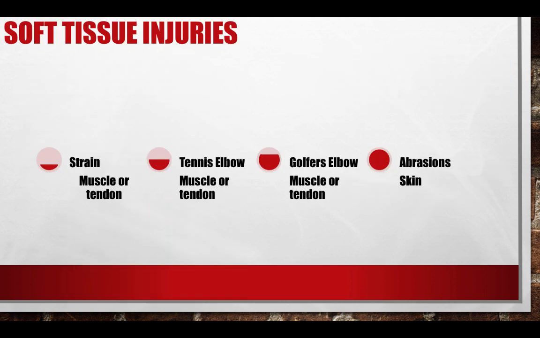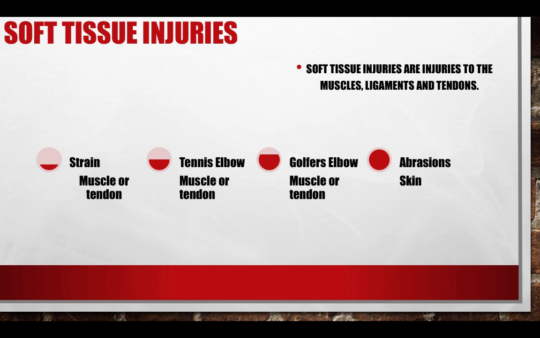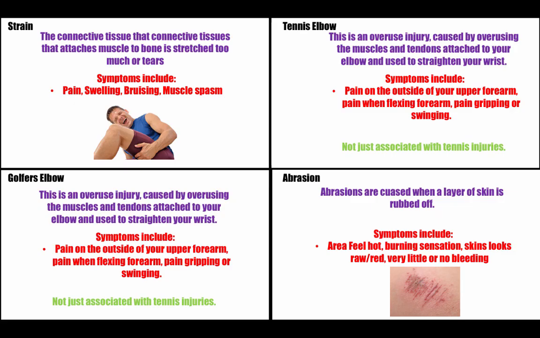Soft tissue injuries. There are 4 main types of soft tissue injury: a strain, usually to the muscle or tendon, tennis elbow, golfer's elbow, and abrasions to the skin. Soft tissue injuries are injuries to the muscles, ligaments, and tendons. Strains: the connective tissue that attaches muscle to bone is stretched too much or tears. Symptoms of a strain: pain, swelling, bruising, muscle spasm.